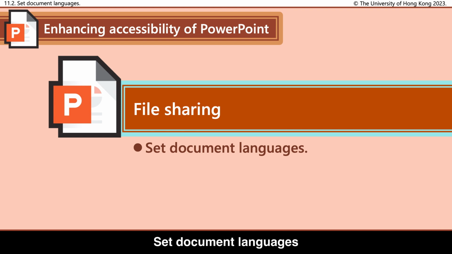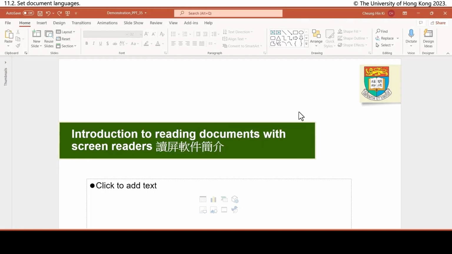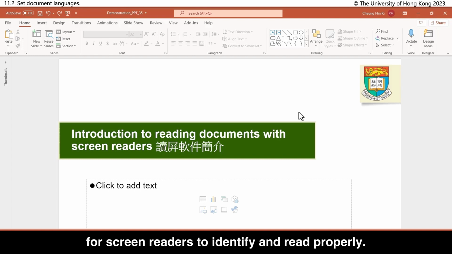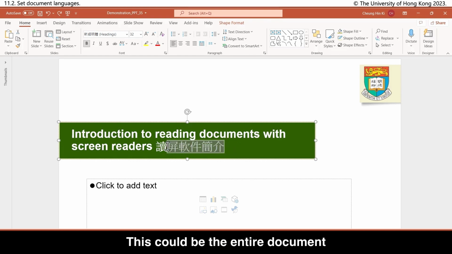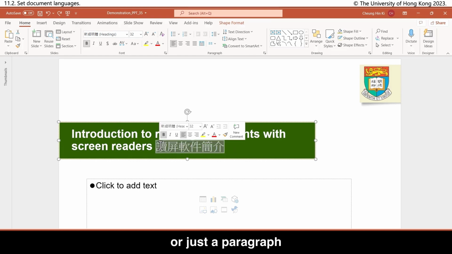Set document languages. It is important to indicate the languages within the document for screen readers to identify and read properly. To set the document languages, select and highlight the text you want to set the language for. This could be the entire document or just a paragraph depending on your situation.